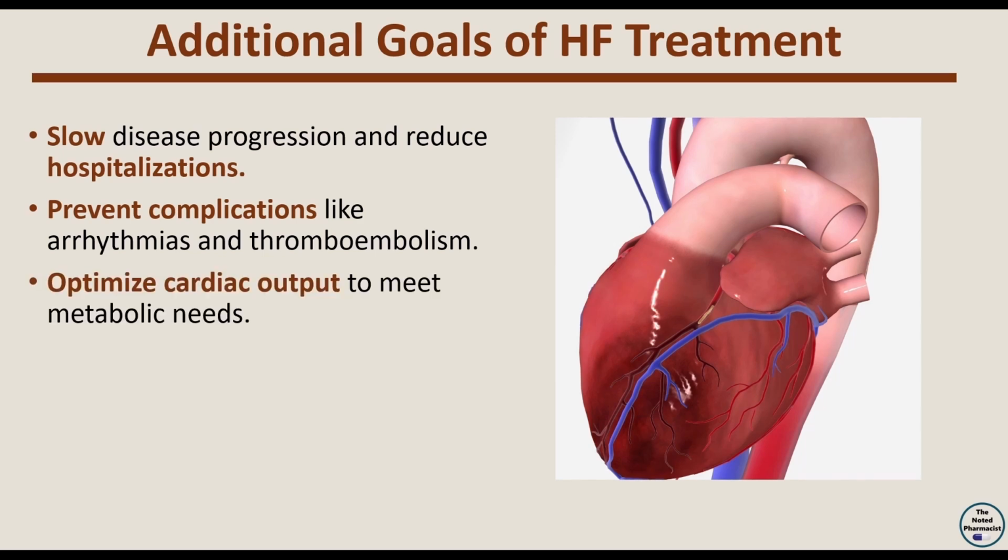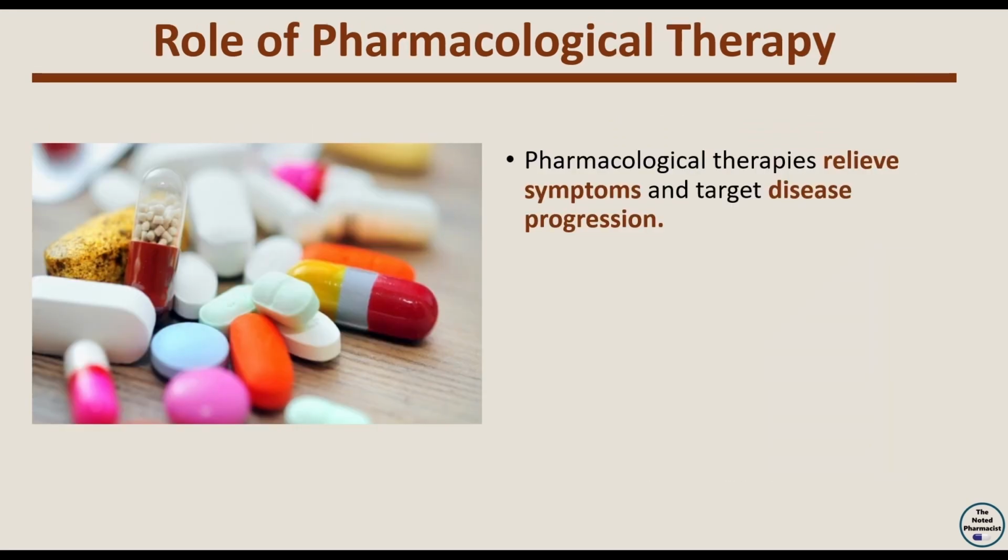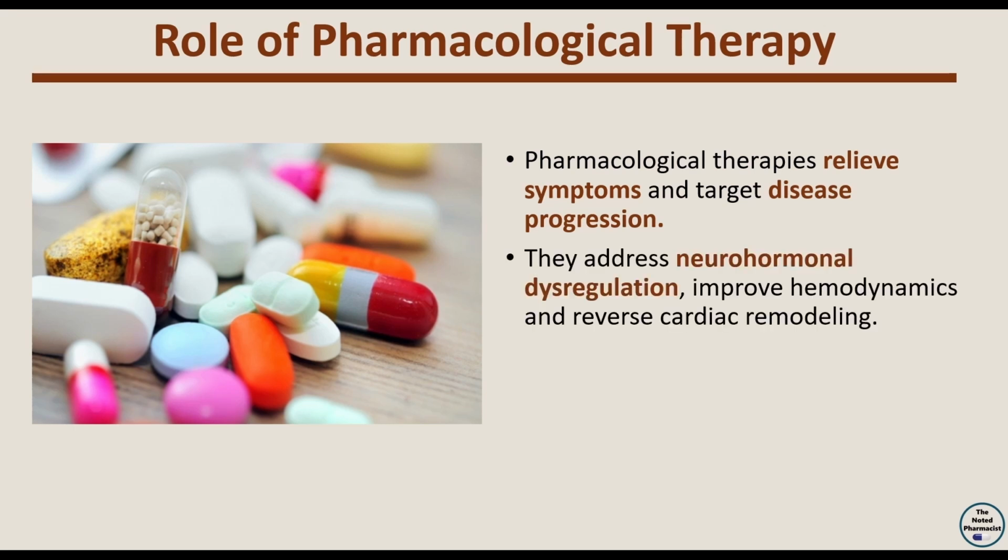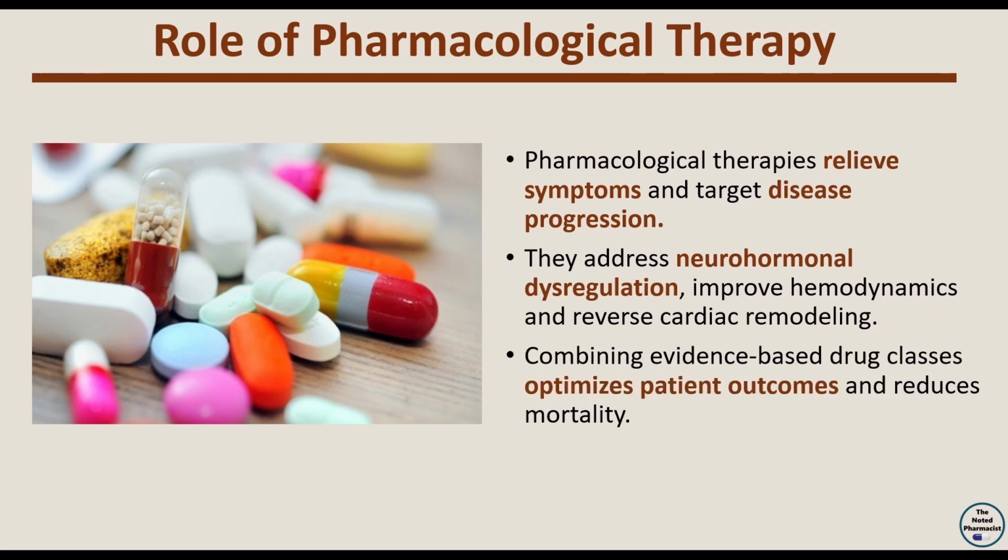Optimizing cardiac output to meet metabolic demands is a cornerstone of treatment. Lastly, improving overall survival and enhancing the quality of life remain crucial therapeutic objectives. Pharmacological therapy is pivotal in the management of heart failure, targeting both symptomatic relief and disease progression. Medications address neurohormonal dysregulation, improve hemodynamics, and reverse cardiac remodeling. Combining evidence-based drug classes optimizes patient outcomes and reduces mortality.